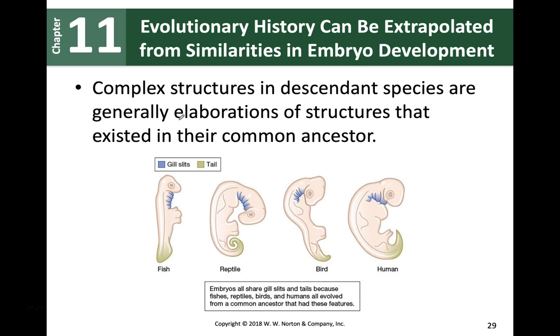So look at the structure here. Look at this image. You have fish, reptile, bird, and humans. You see how similar the embryos look, especially the gill slits and the tail. Look at the blue region, these are the gills. You can see how common they are in all these different embryos. And look at this tail for fish, reptiles, birds, and humans, although we don't have tails anymore. But still, while the embryo is developing, we do see that tail forming.